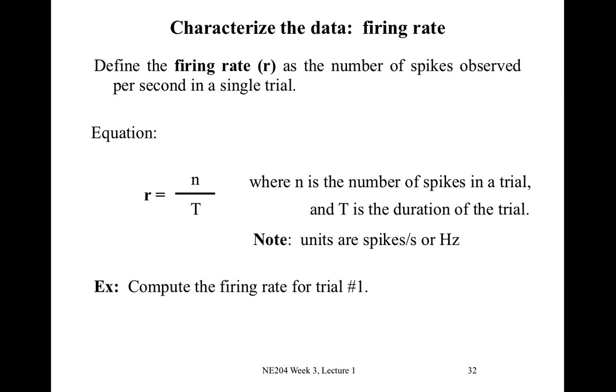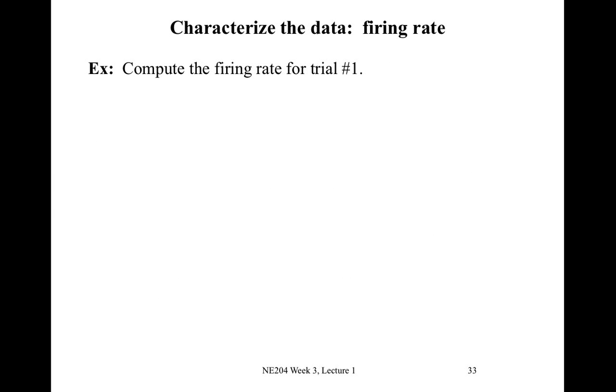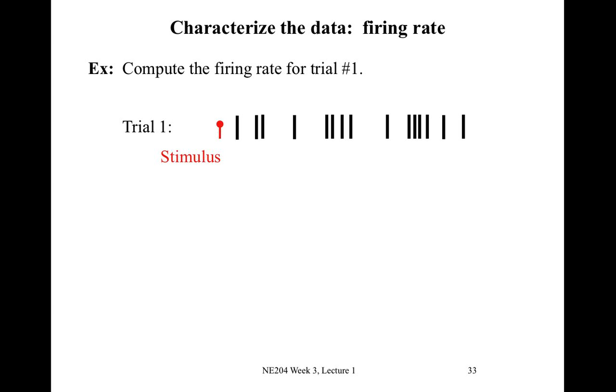Hertz is 1 over seconds. And we can compute the firing rate for trial 1. How do we do that? How do we compute the firing rate for trial 1? Well, let's look at our data for trial 1. The neuron is delivered a stimulus. We record the spike train following that stimulus, and then the trial ends. And I'll tell you that the duration of that trial is 0.5 seconds.